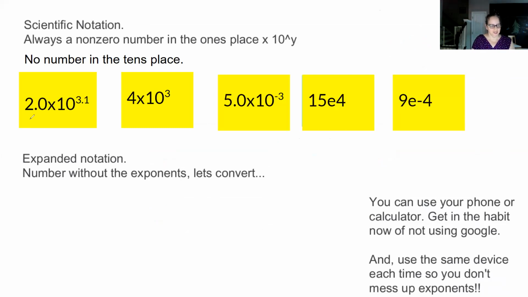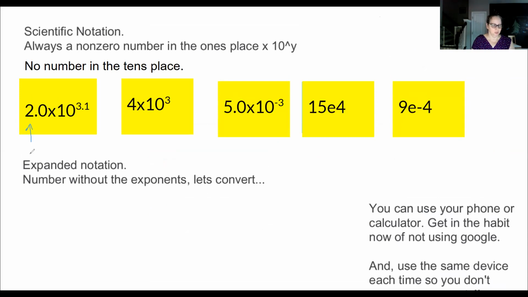So scientific notation, what we talked about at the beginning, always has a number in the 1 spot. No number in the 10 spot, so there should be nothing here. And then it'll say times 10 to the y. This y has to be a whole number. So this first guy is not incorrect scientific notation.